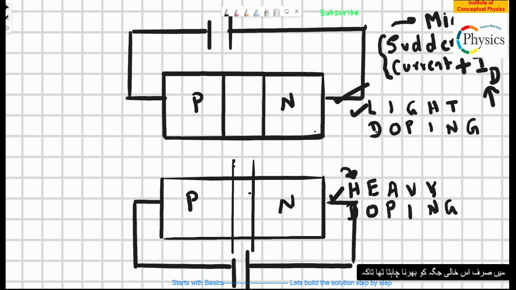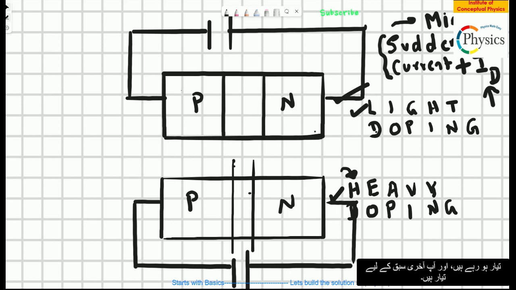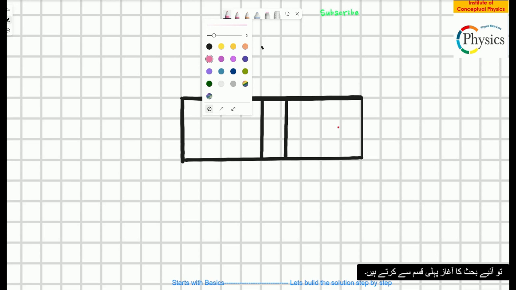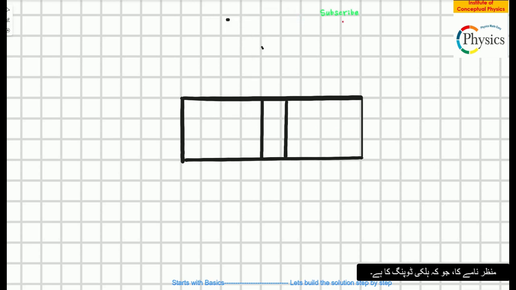I just wanted to fill in this blank so that you have in your mind a picture and a story getting prepared and you're ready for the final lesson. Right, so let's start the discussion with the first type of scenario, which is that of light doping. So what we are studying is a lightly doped semiconductor.